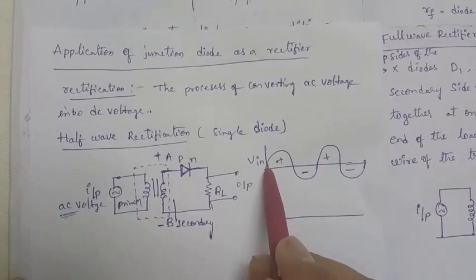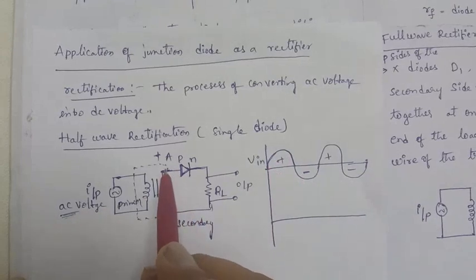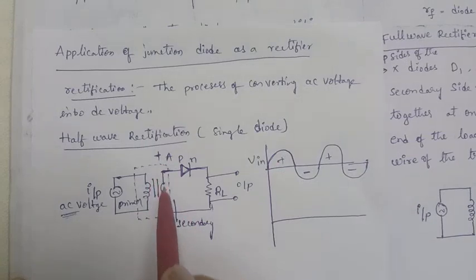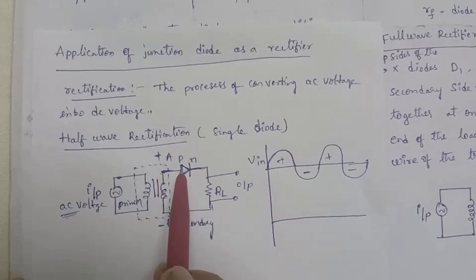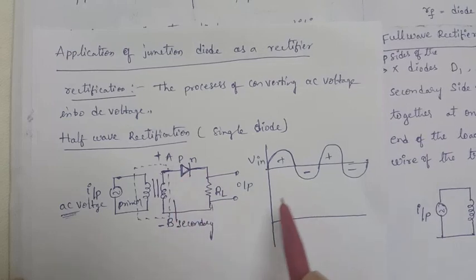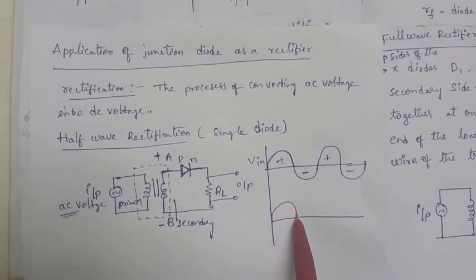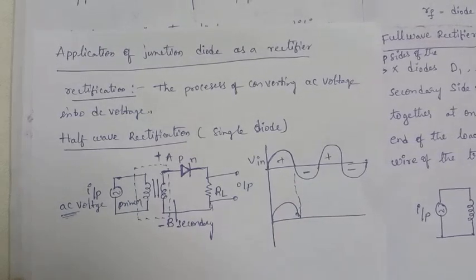For the positive input cycle, A is positive and B is negative. A is at higher potential, B is at lower potential. So A is positive, which means P is positive, and then the diode is in forward bias. We get the output across the load resistor. Here the diode conducts.